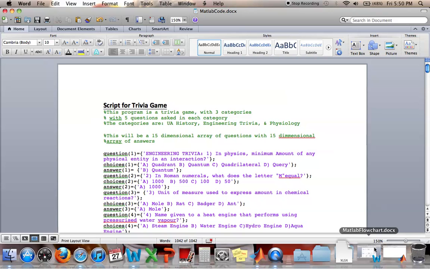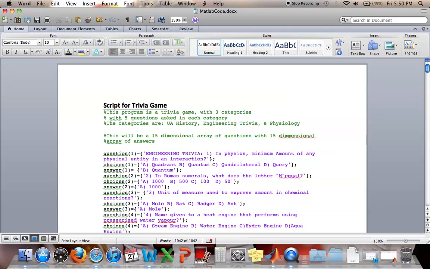My Matlab project is based off of a trivia game. I decided to make a trivia game with 3 categories, 5 questions in each category. The 3 categories I chose were University of Arizona history, engineering trivia, and physiology, which is my favorite subject right now.